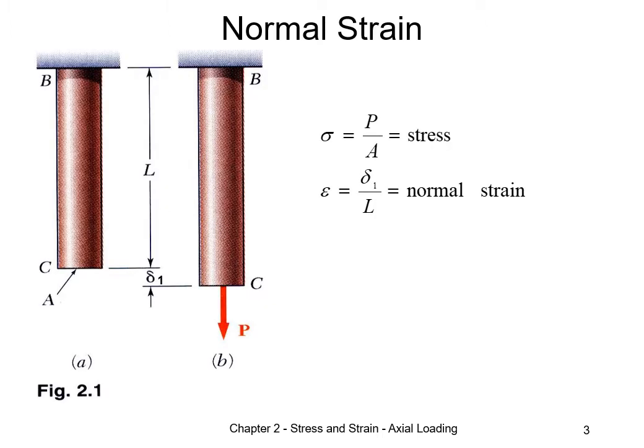When an object experiences a force, it experiences stresses. In addition, the length will either stretch or compress, depending on whether the stress is in tension or compression respectively. The stress in the object, as we saw in the previous chapter, is P over A. The strain itself for the object is the extension or contraction divided by the original length of the object. Strain itself is dimensionless.